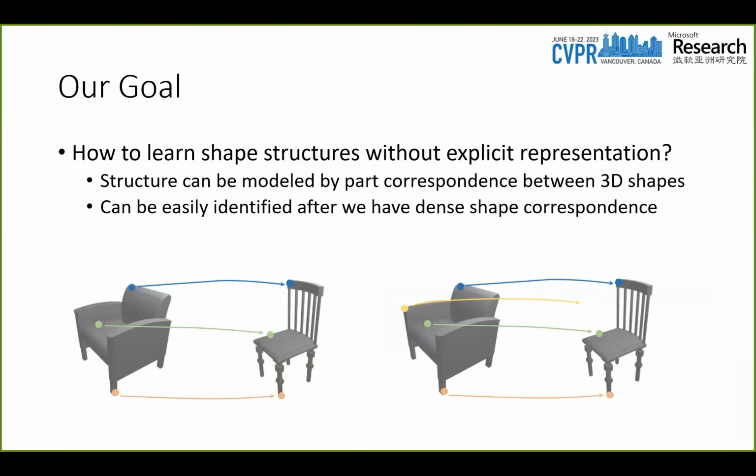The answer actually is yes. Our key observation is that the structure of 3D shapes can be modeled by the part correspondence between the 3D shapes. So if we have dense correspondence between the 3D shapes, the structure actually can be easily identified from one or few examples. For example, for the sofa and the chair shown here, their shared structure such as the legs and back can be easily identified by the point correspondence shown here, while the structure difference of the two shapes can also be identified by the missing correspondence of the points on the sofa arms.